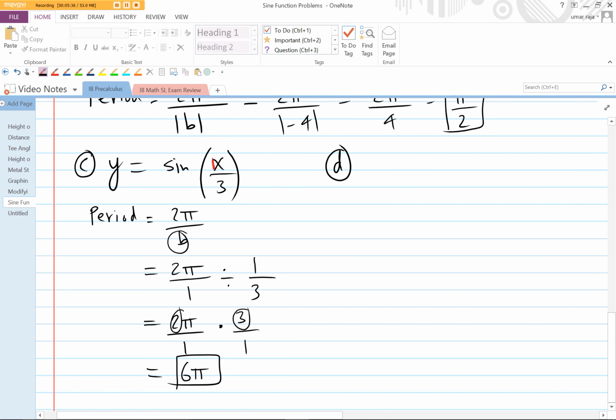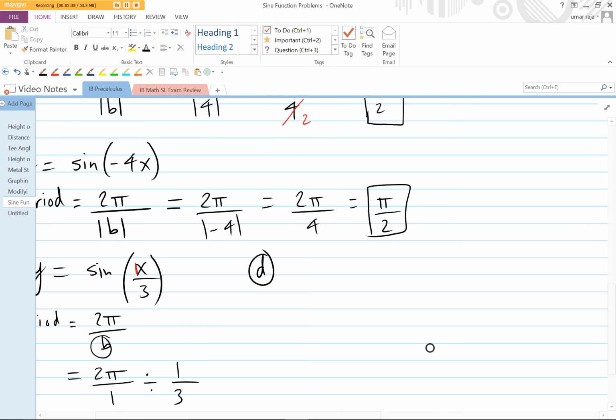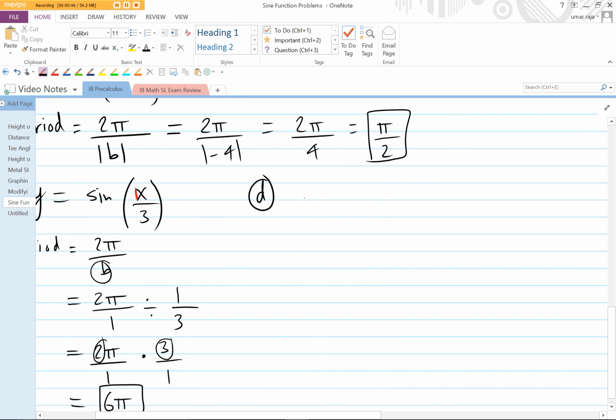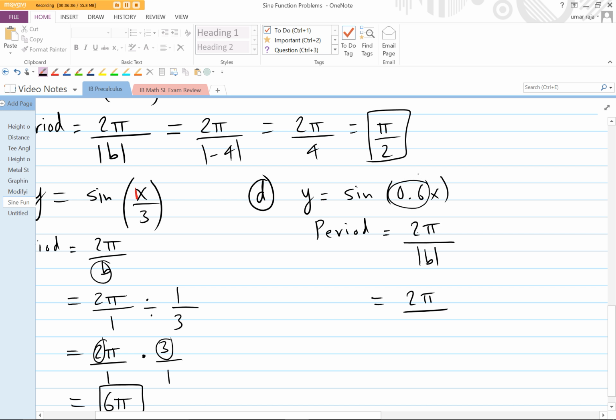Alright guys, how about the last one on this? Okay, so the problem that they're saying is that you have sine of 0.6x. So we're going to plug that into that equation. So let's actually write the same thing out first. Sine of 0.6x, period is equal to 2 pi over the absolute value b, which in this case is a decimal. 2 pi over 0.6. Let's put that in the calculator and see what we get.